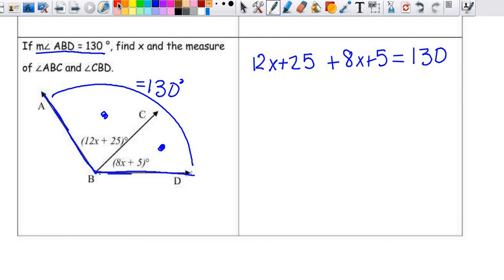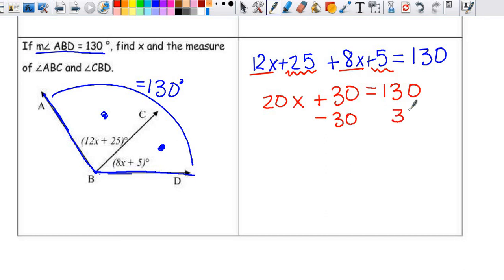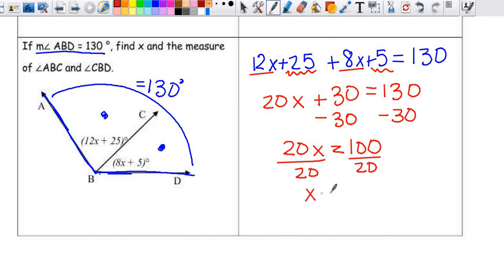All right, so now some algebra, combine like terms. 12x and 8x both have x's. 25 and 5 are whole numbers. So we've got 20x plus 30 equals 130. We subtract 30, so 20x equals 100. Now we divide. We are left with x equals 5.